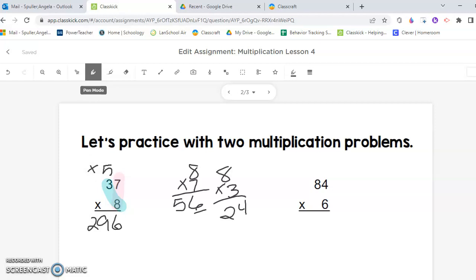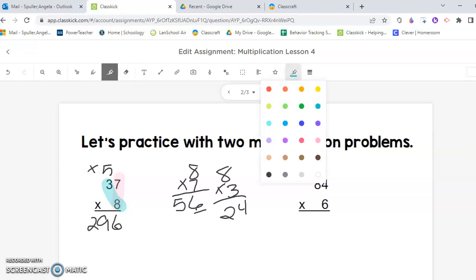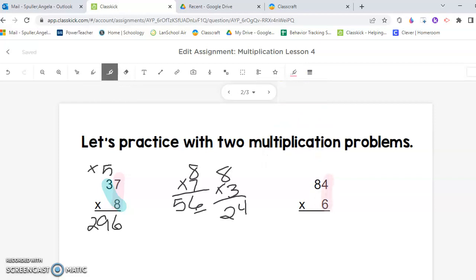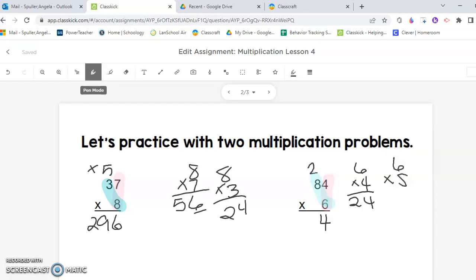Okay, here we go again. Let's try it again. 6 times 4 is our first thing. So 6 times 4 is 24. So we're going to keep the 4, that's the ones, and we're going to regroup the tens place. Now we have 6 times 8. Okay, so 6 times 8 is 48, plus 2 is 50. Great job.